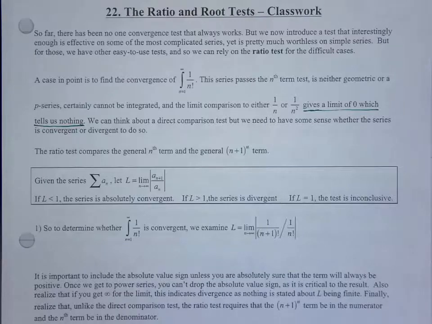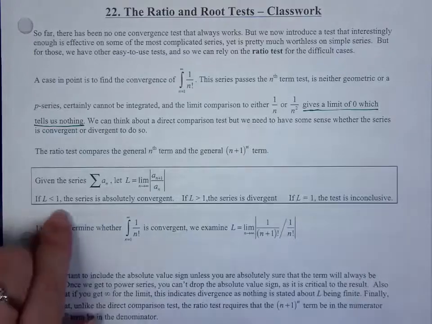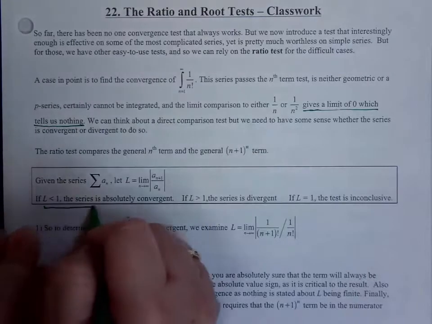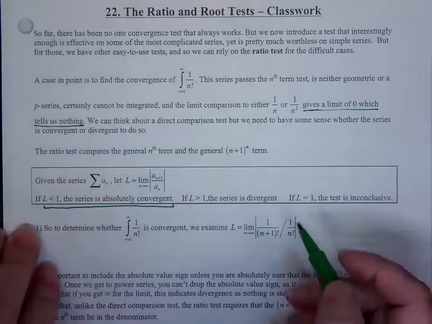Yes. The ratio test compares the nth term, the formula, to the n plus first term. So basically all you do is you take the equation and you change all your n's to n plus 1. You make a ratio of the two, find the limit. If the limit comes out to be less than 1, the series is absolutely convergent.